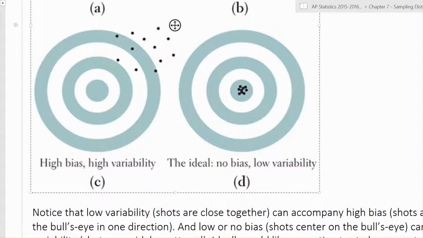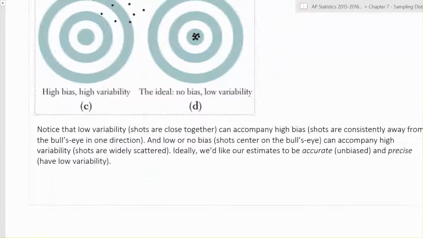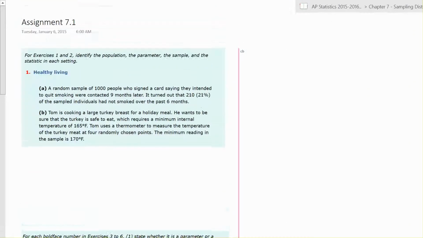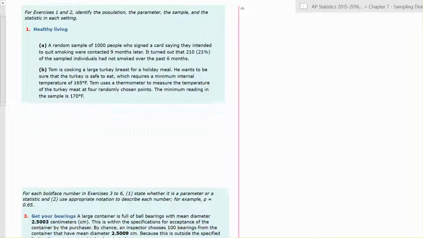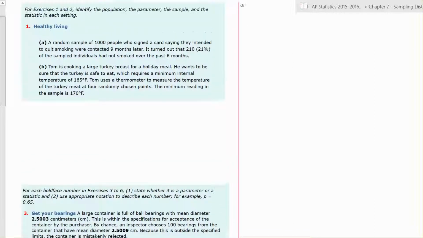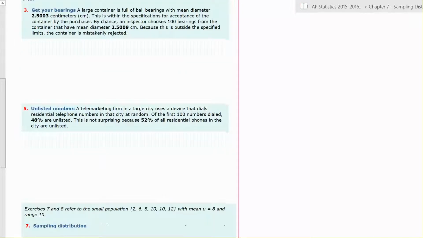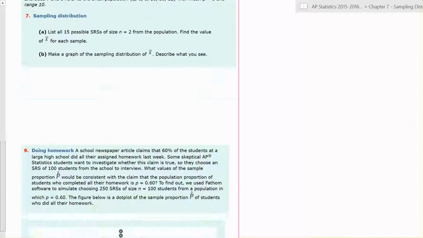Okay? So from here, go ahead and read over the notes, and then give the problems in Chapter 7 a try. This is assignment 7.1 that's going to help you start thinking about sampling distributions and some of the terms and concepts that we've gone over in the activity and in the notes.